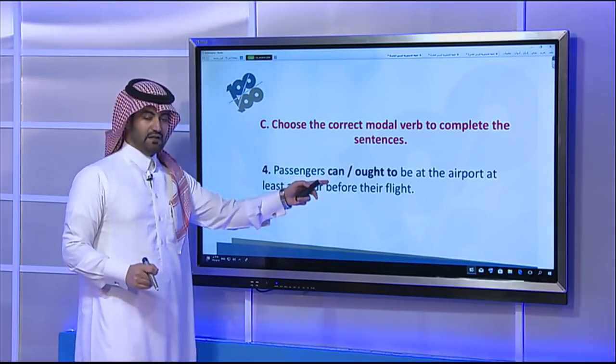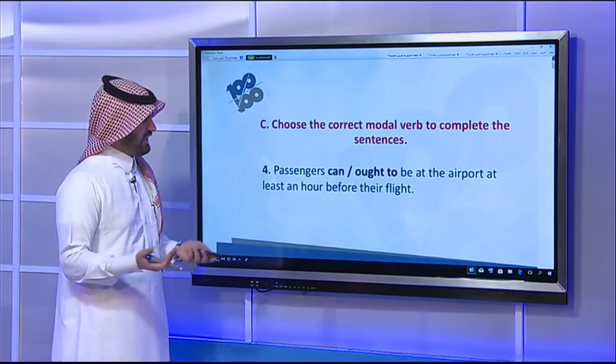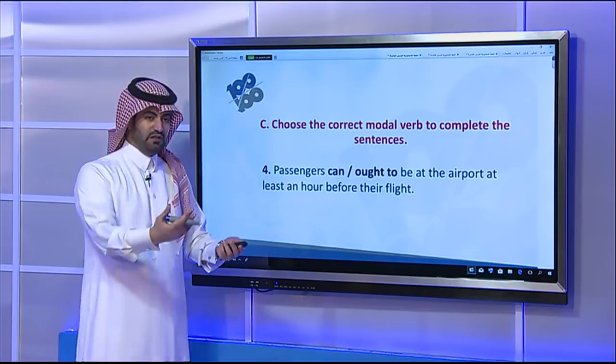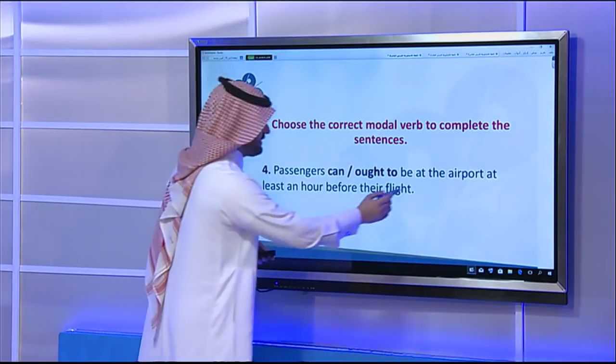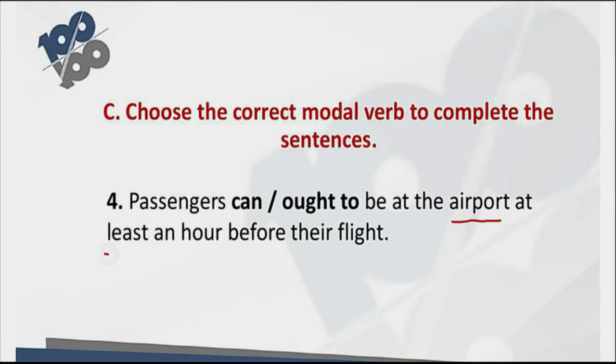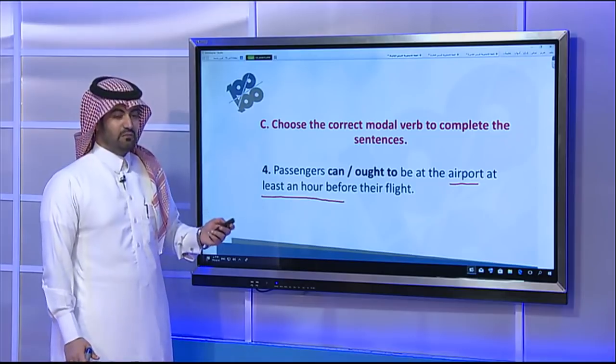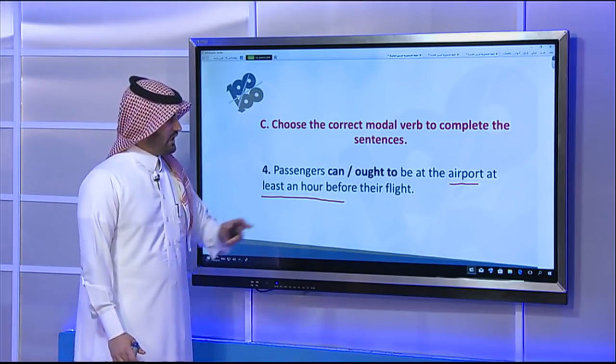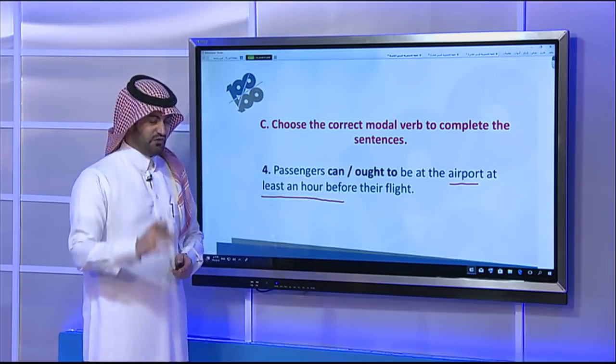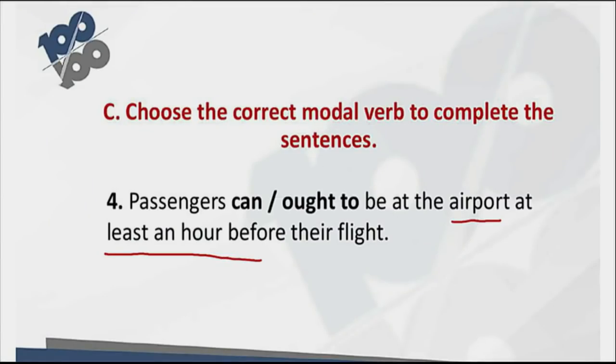I cannot say can. Can means ability. I can do it. I can be. Okay, we know you can be, the ability. But the sentence here says at the airport at least 1 hour before their flight. At least 1 hour. This is an instruction. We should follow it. So you should or you ought to. Ought to or should have the same meaning. So I cannot say can because can expresses ability and ought to expresses advice. Passengers should be or ought to be at the airport at least 1 hour because it expresses advice.